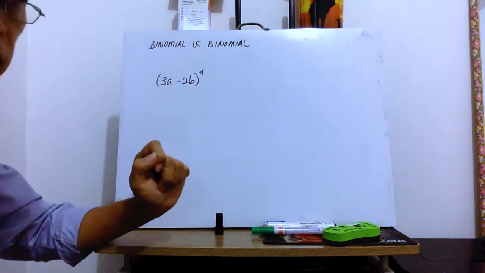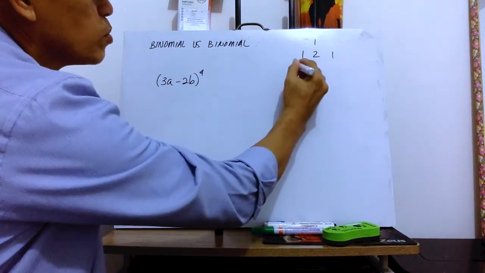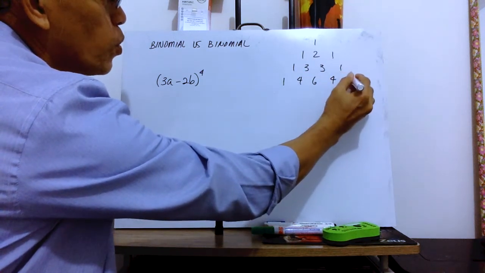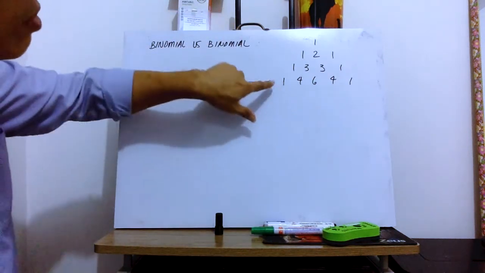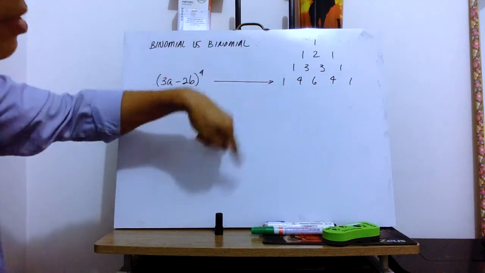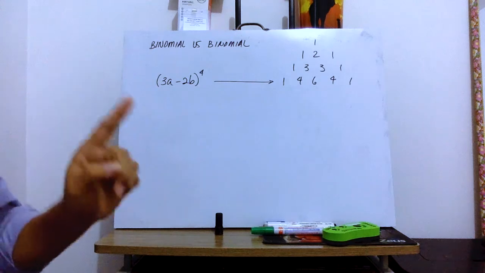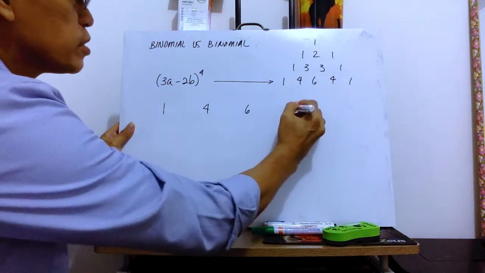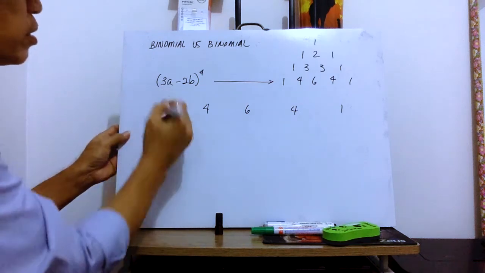Use Pascal's triangle. Again, let's start with 1. 1, 2, 1. 1, 3, 3, 1. 1, 4, 6, 4, 1. We're going to use this. If the terms are raised to the power of 4, we use this one. If it's raised to 3, we use this one. If it's raised to 2, and so on. 1, 2, 3, 4, fourth power. So the first thing we do is we write the coefficients: 1, 4, 6, 4, 1. Second, we write the terms.